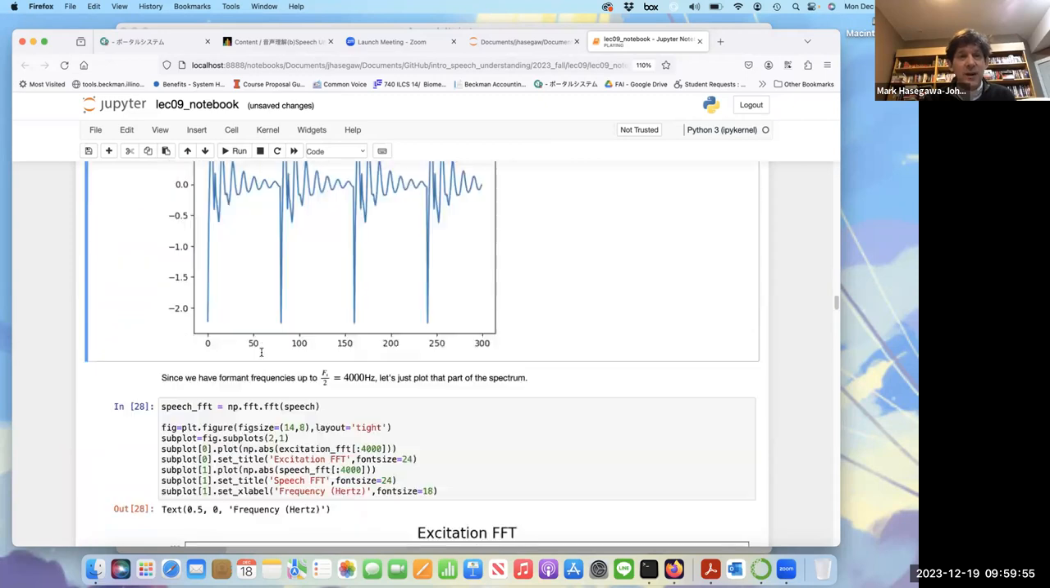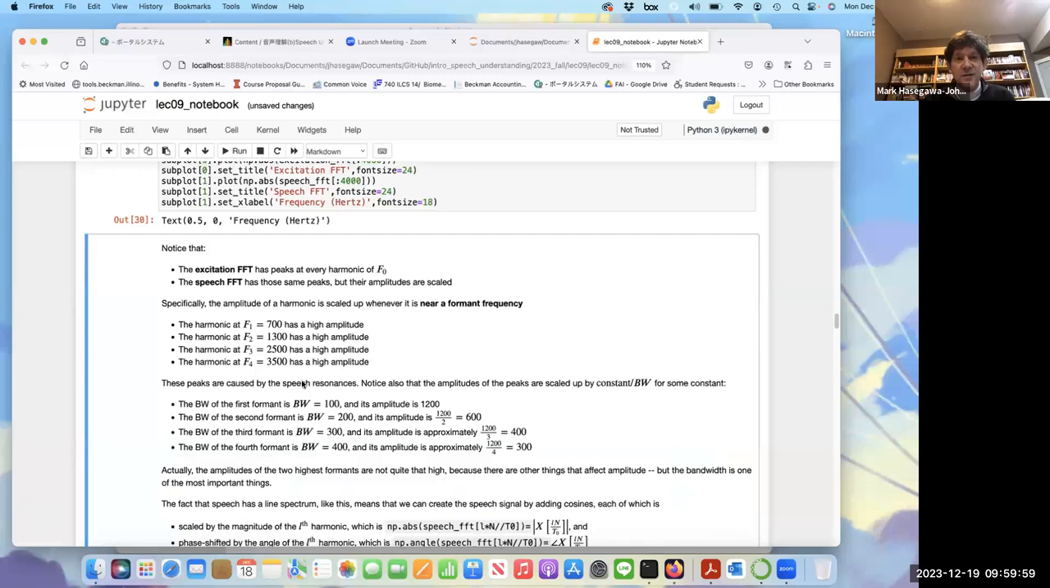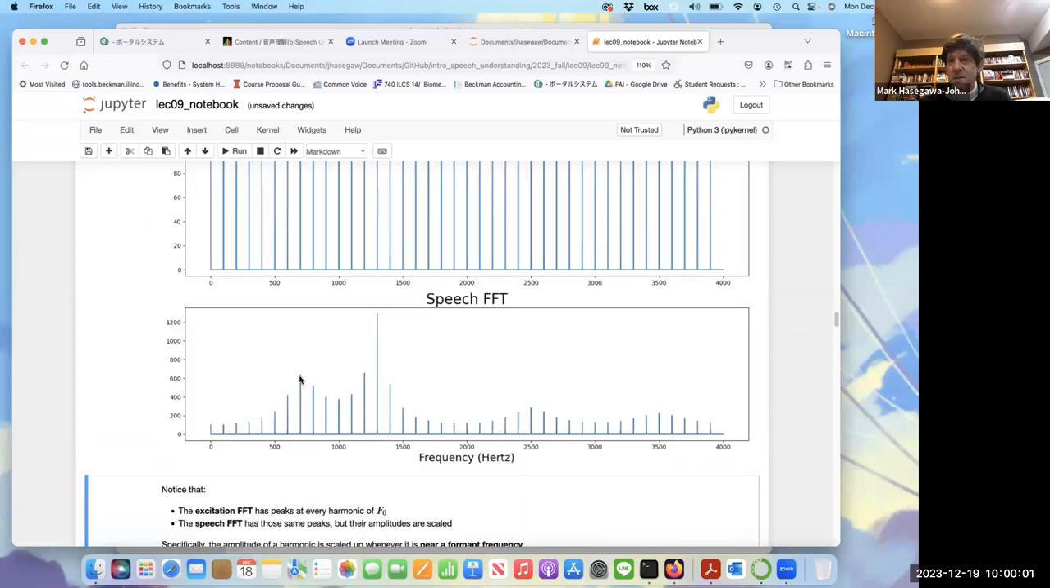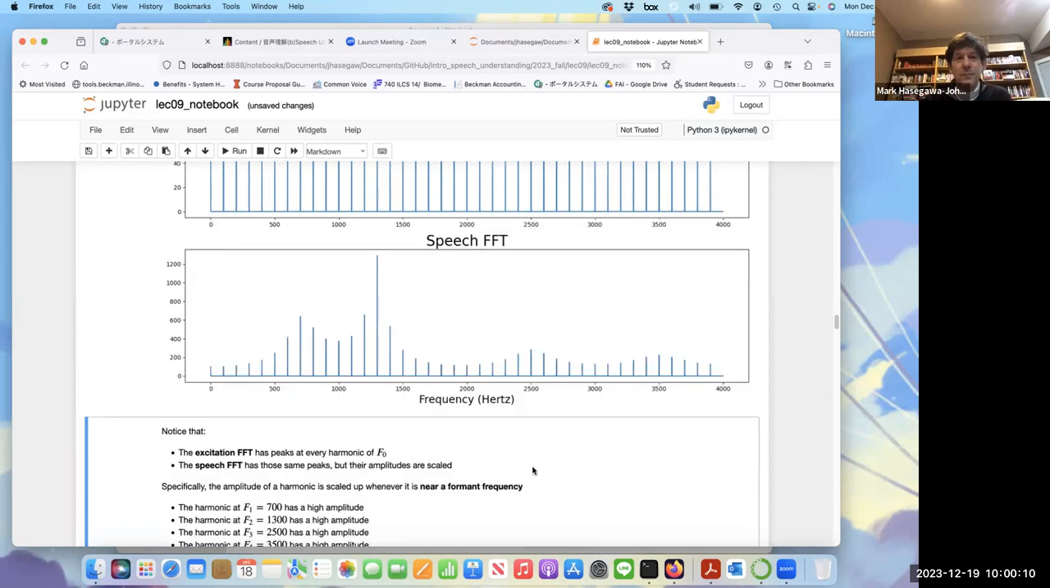Still sounds like an ah. If I plot that, we should see that the harmonics are different. Now the one at 700 hertz is lower, and the one at 1300 hertz is higher. So the narrower the bandwidth, the higher the peak. Right?